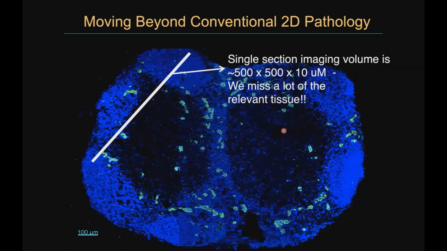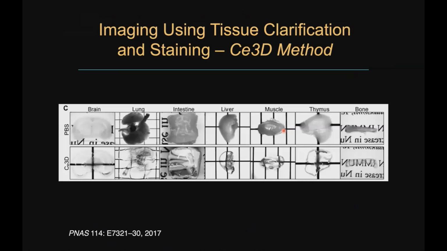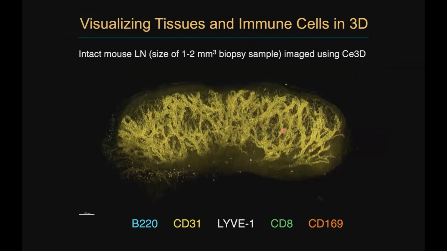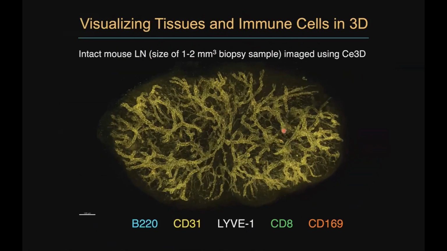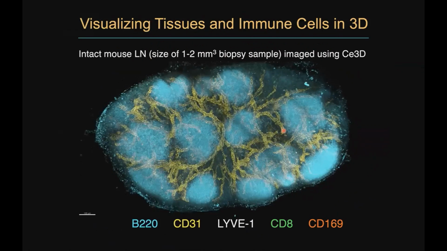Now, that's still not enough, because any given section subsamples imaging space, so we've gone on to develop a method that allows us to do this multiplex staining in clear tissue to get 3D images. And so here's a mouse lymph node in 5 colors, where you see the beautiful branching arborization of the HEVs when you see it in this 3D view.